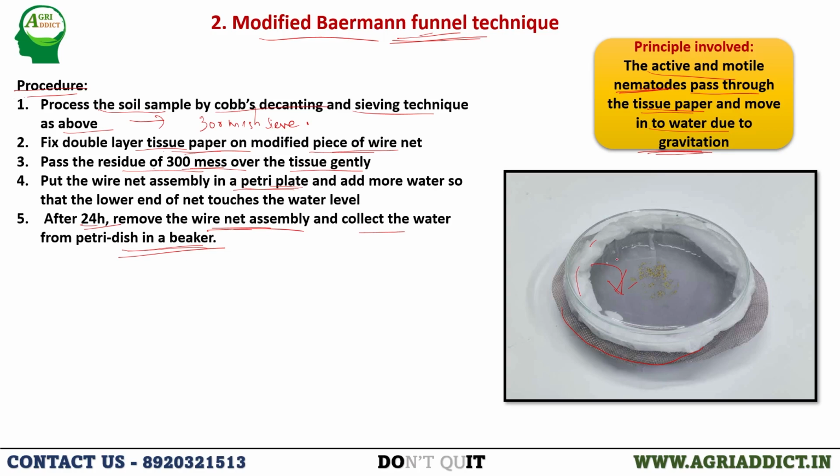That means whenever you pour the sample, that is the soil suspension, onto the tissue paper, the nematodes which are showing movement, as they have high affinity towards the water, will move towards the water, and those nematodes will be collected in the water and taken in the beaker for further observation. This only you have to remember: in this method only active and motile nematodes can be extracted.